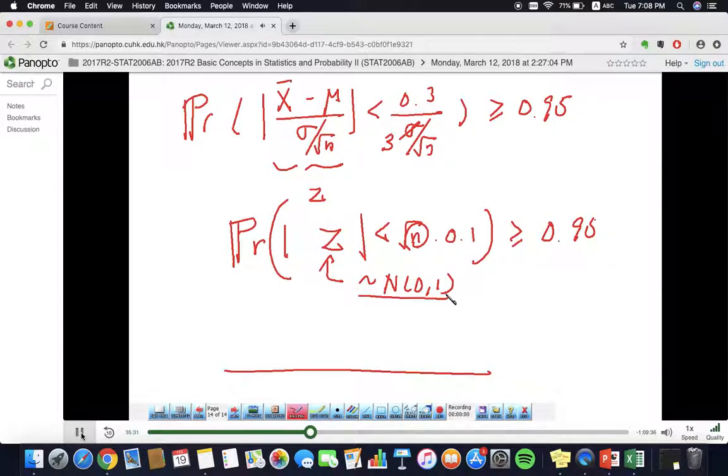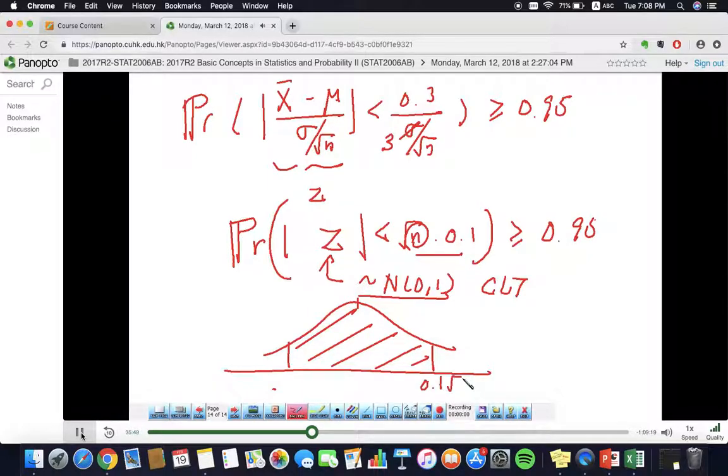Assume it is following a normal distribution in accordance with the CLT, the central limit theorem. For the normal distribution, if we would like the probability bounded between two symmetric numbers, this is 0.1 square root n, this is minus 0.1 square root n, we would like this probability to be 0.95. In other words, each tail is about 0.025 probability, so 2.5% in each piece.